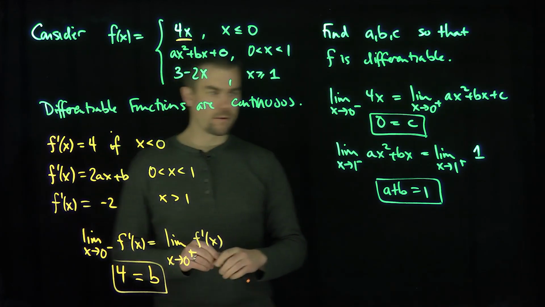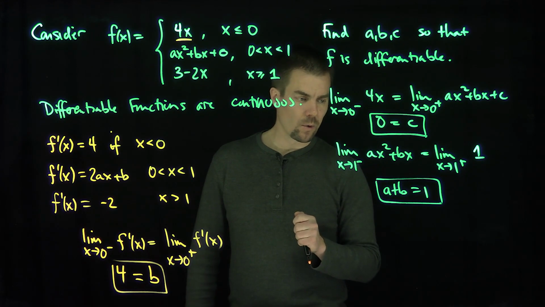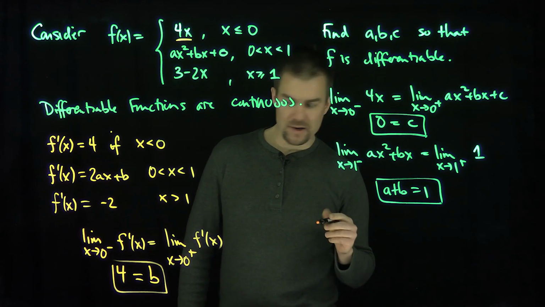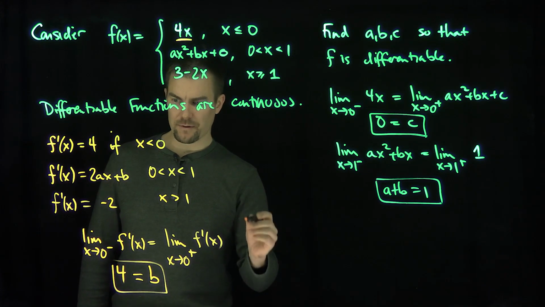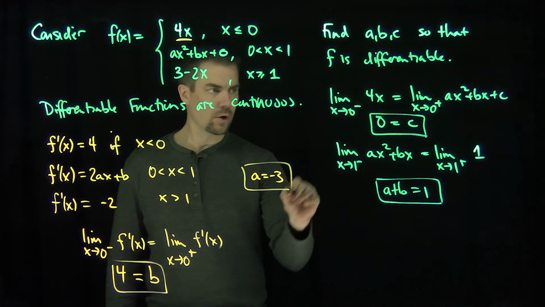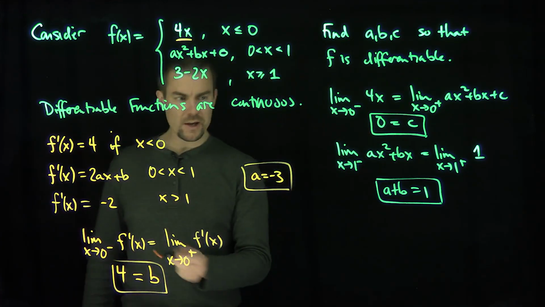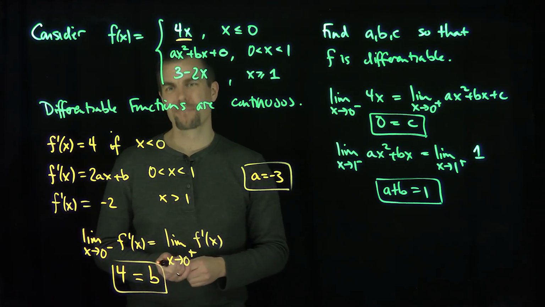And once you know that b is equal to 4, what does that force a to be equal to? That's going to force a, by continuity, to be equal to what? If b is 4, then a has to be negative 3. So a is negative 3. And so the choice, c equals 0, b equals 4, and a equals negative 3 will give you a function which is differentiable. Thank you very much.